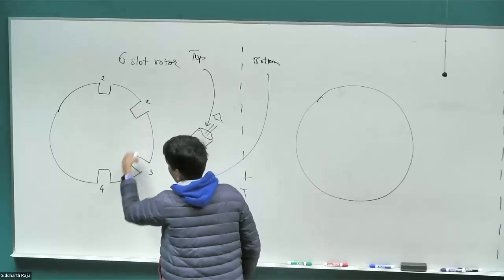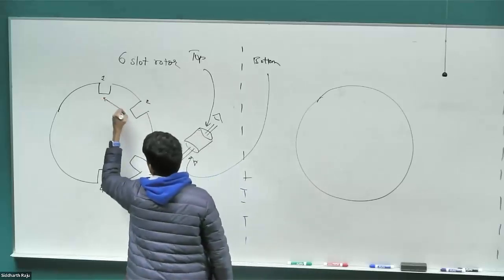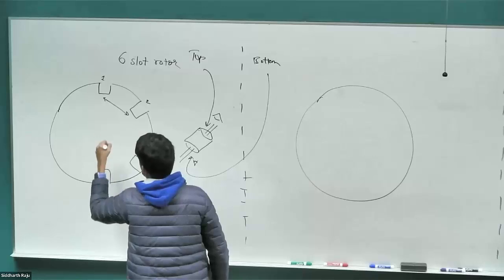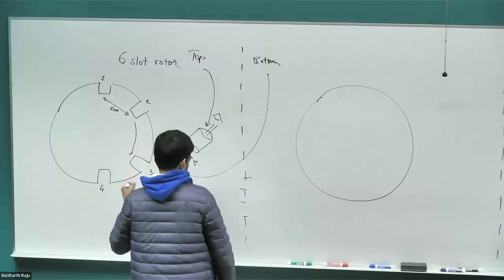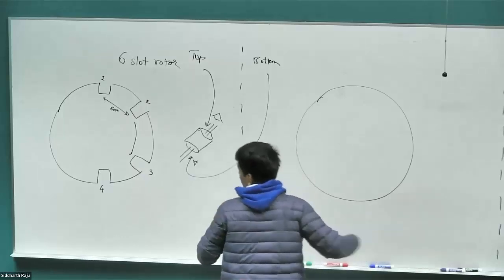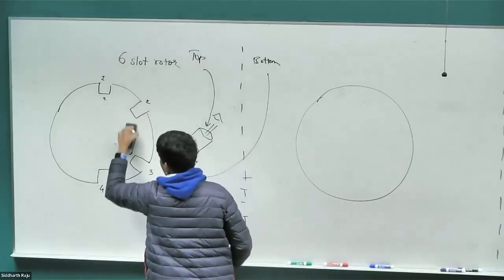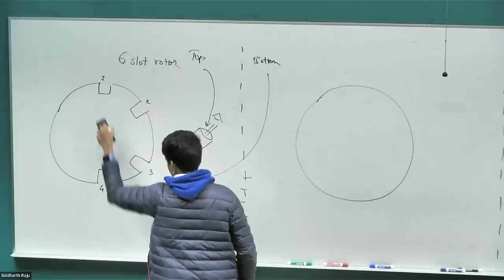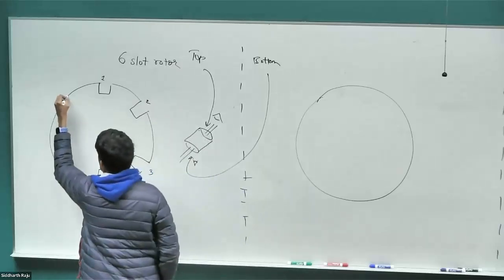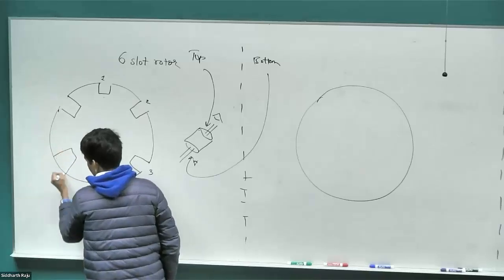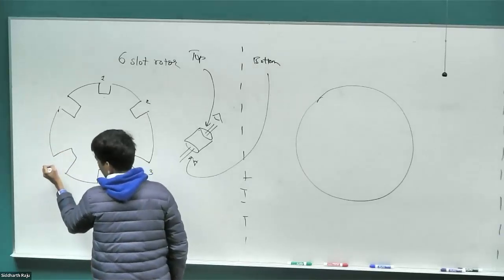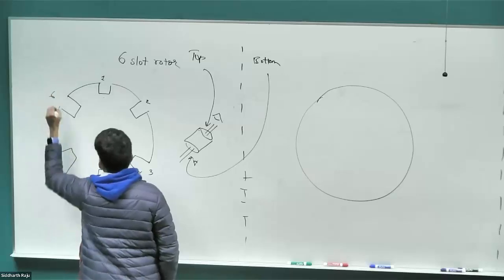Again, these are all equidistant, so this angle would be, with 3 slots over 180 degrees, 60 degrees away. The way I draw it might not make it too clear, but the separation between the two slots would be 60 degrees. Right? So for simplicity, let me not put the angle. So the other slot is here, and then the other slot is here. So 1, 2, 3, 4, 5. We have 6 slots on the rotor.